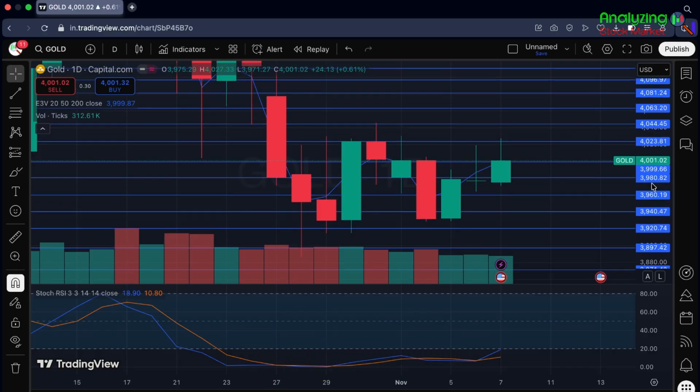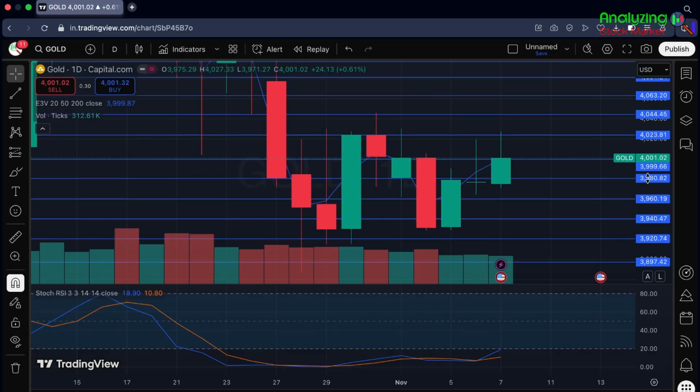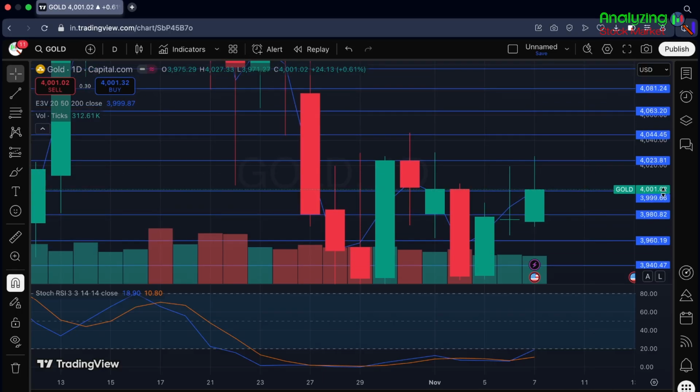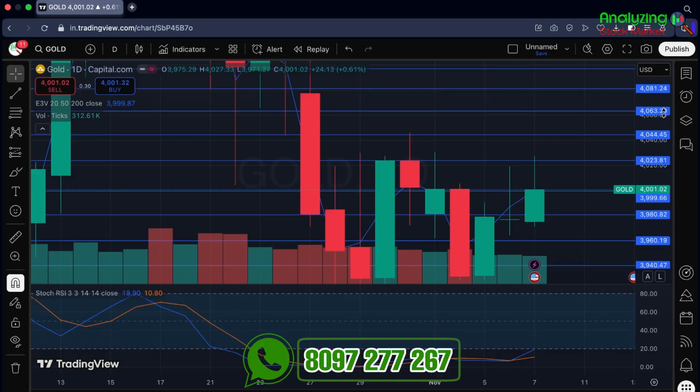Currently the levels are already marked, so we don't need to mark any such levels. We'll directly talk about the closing first. If I talk about the closing, 4001.02 is the closing. Here the direct support is 3999.66. Here the direct resistance is 4023.81. After direct support, there is a support of 3980 and then 3960. After direct resistance, there is a resistance of 4044 and then 4063. These are important support zones and resistance zones which will help you to take better stop loss and target levels according to your bias.